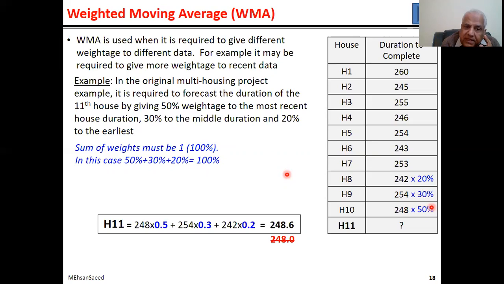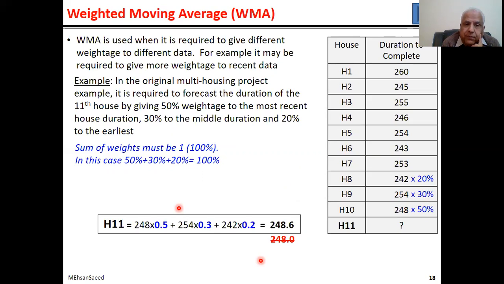So this averaging, in which you vary the weights to each of the previous data points, is referred to as the weighted moving average. So in this case, the simple moving average is 248, but the weighted moving average, in which case this is 50%, this is 30%, this is 20%, we get 248.6. So this is the concept behind weighted moving averages.